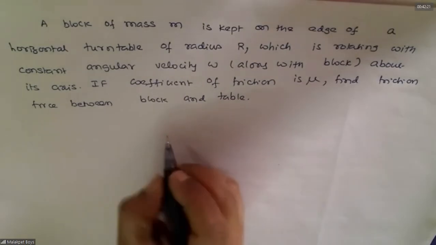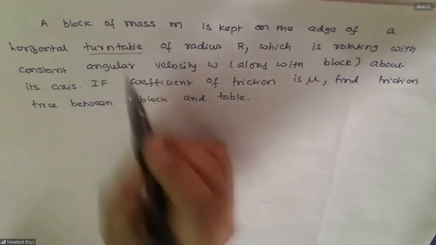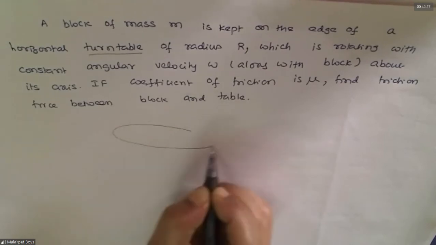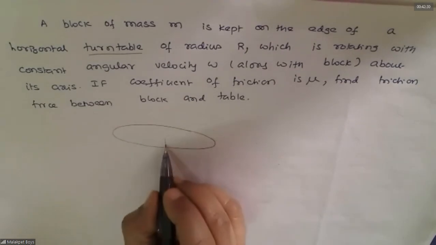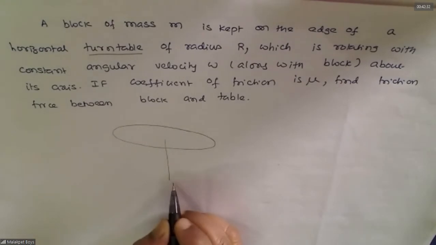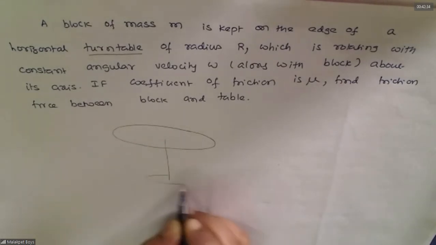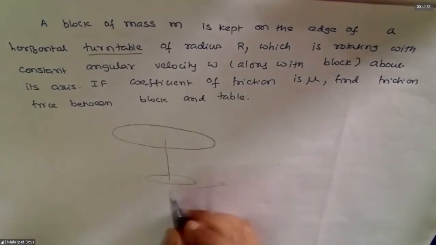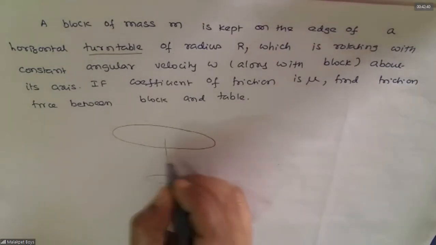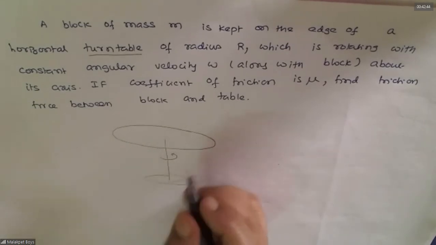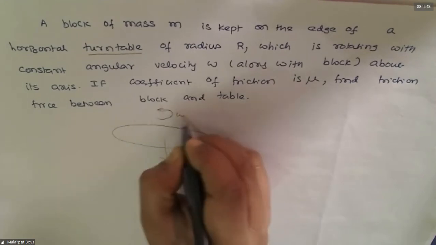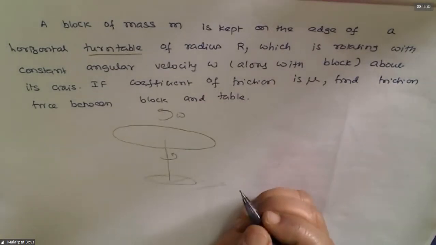See, turntable means any table which can turn, that's all. Don't think about what a turntable is. It is a table on the ground, and it is able to rotate like this. That is the meaning of turntable. Understood this? Yes, sir. That means the angular velocity is omega.